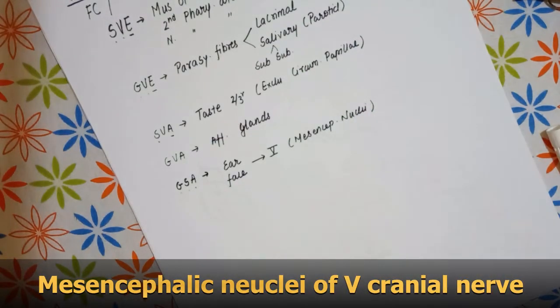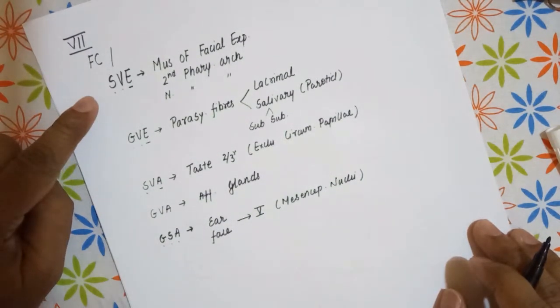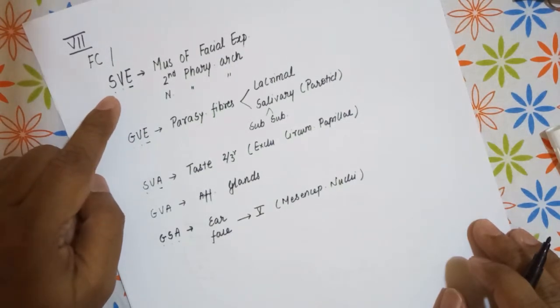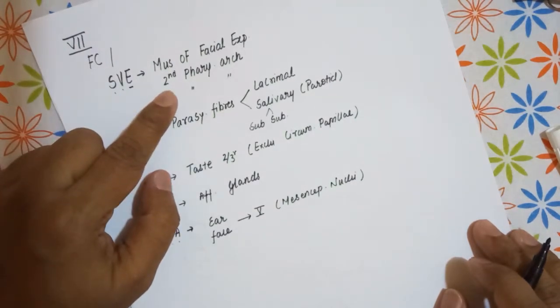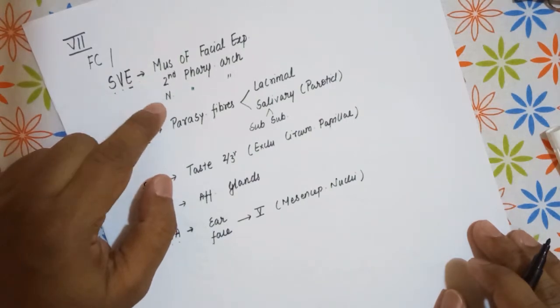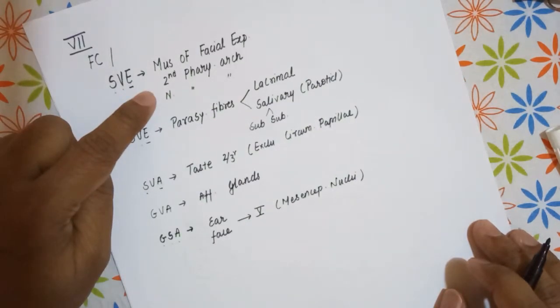So the facial nerve has the following components. First is special visceral efferent. Whenever it is efferent, it is going towards the effector organ. These are special efferent fibers going to the muscles of facial expression. Why are these special? Because they are derived from the second pharyngeal arch, and the facial nerve becomes the nerve of that pharyngeal arch. So it supplies all the muscles of facial expression.